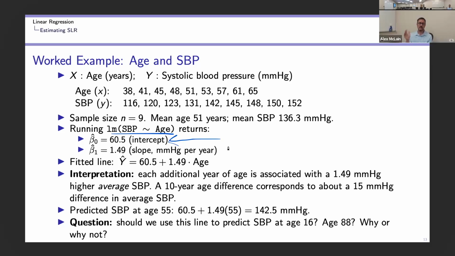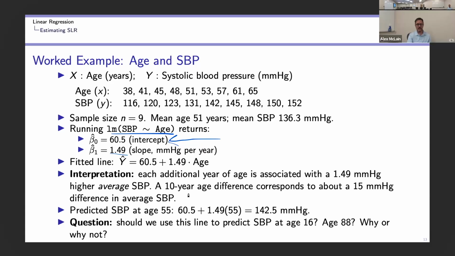So it's our estimated average systolic blood pressure for a newborn, which is not anything we're interested in, but it's something that does come out of the model. What we'd be more interested in here is the slope, the 1.49. And what it says is that each additional year of age is associated with a 1.49 mmHg higher average systolic blood pressure. So every time someone ages 1 year, we would expect their systolic blood pressure to increase by 1.5.